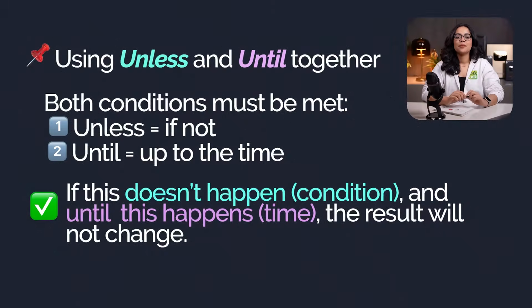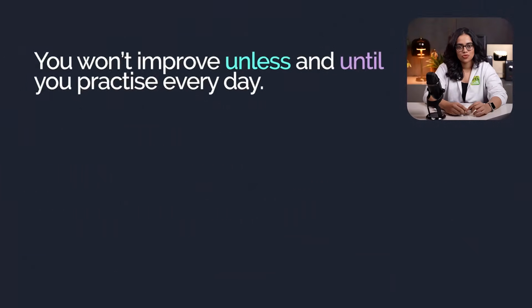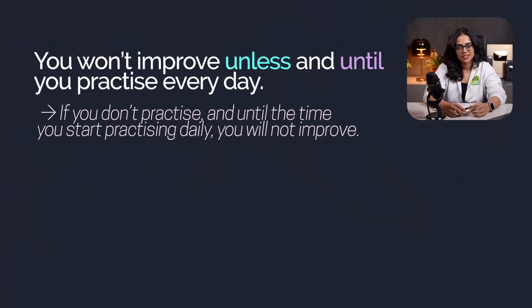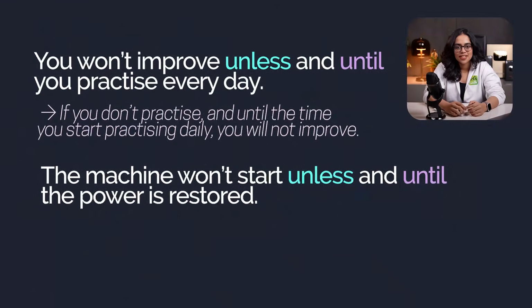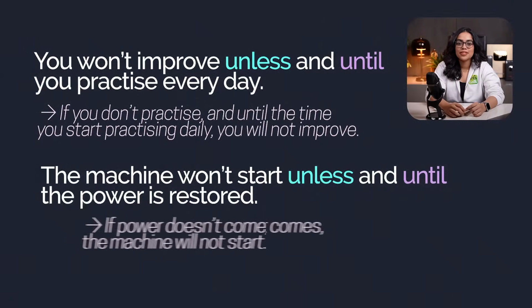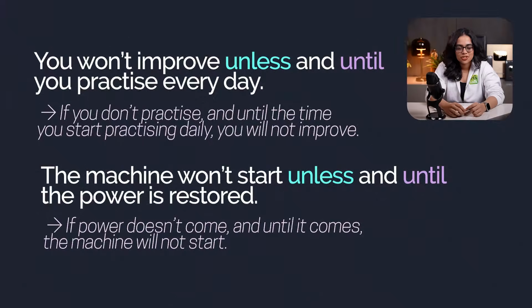Take a look at these examples. You won't improve unless and until you practice every day. This means if you don't practice, and until the time you start practicing daily, you will not improve. The machine won't start unless and until the power is restored. This means if the power doesn't come, this is a condition, and until it comes, this refers to the time, the machine will not start.